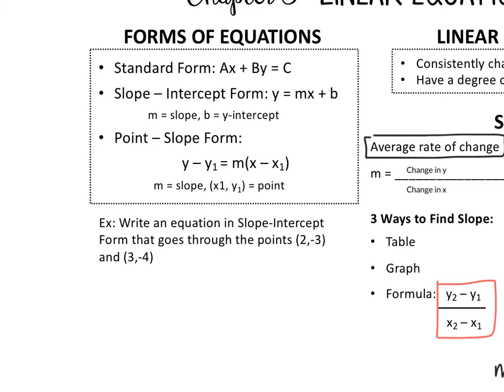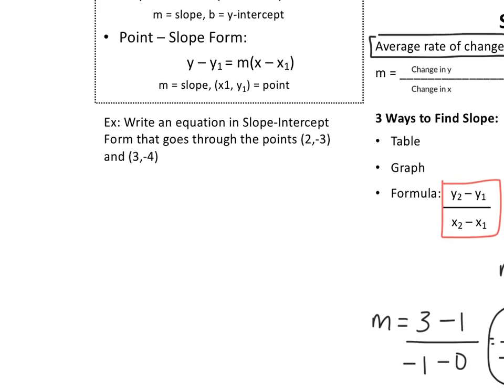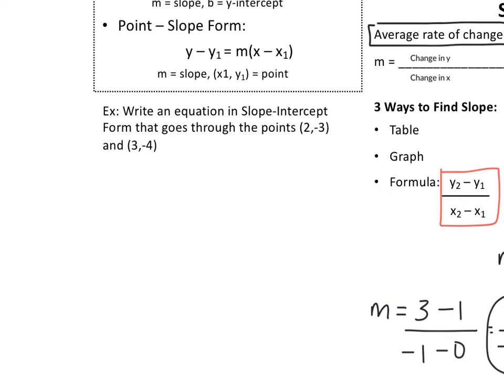So for example, in this example, you have: write an equation in slope-intercept form that goes through the points (2, -3) and (3, -4). I'm going to scroll up here. So we are given 2 points here. We need to end in slope-intercept form, but when we're given 2 points, we don't have an intercept because it doesn't go through 0, and so we want to use point-slope form.